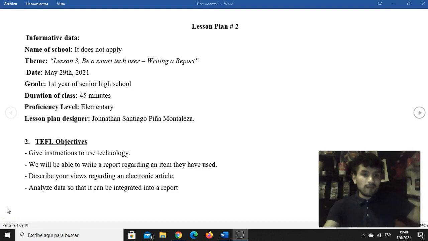The EFL objectives are, first, to give instructions to use technology. Students will be able to write a report regarding an item they have used. Also, they will be able to describe their views regarding an electronic article, or give their point of view about an article, and analyze the data so that it can be integrated into a report.